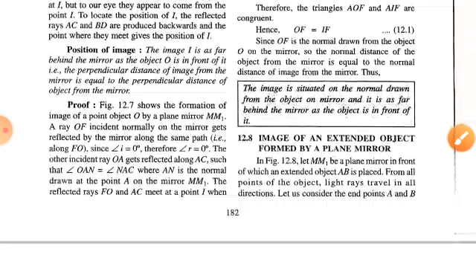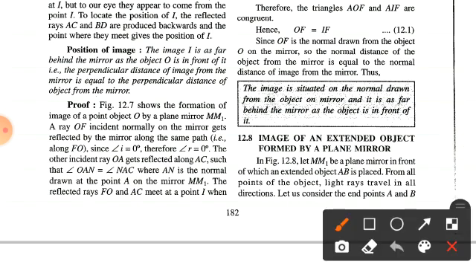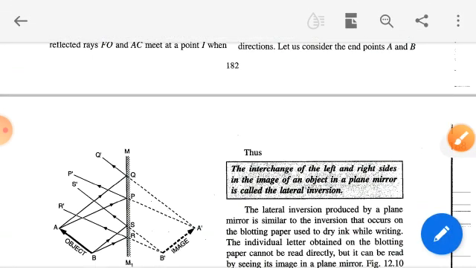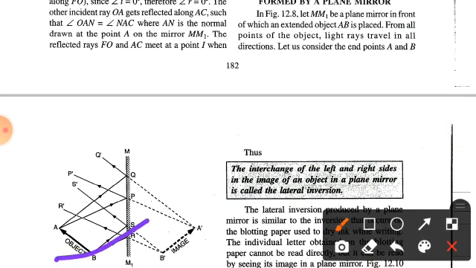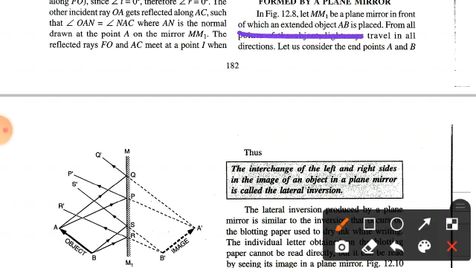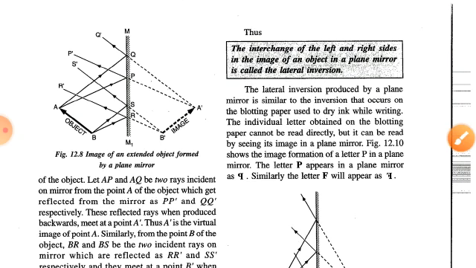Now we will discuss the image of an extended object formed by a plane mirror. This is figure 12.8. Here you can see it in the figure given below, and from this figure we can easily understand. Now we are supposing that MM1 is a plane mirror in front of which an extended object AB is placed. From all the points of the object, light rays travel in all directions. Now let us consider the end points A and B.